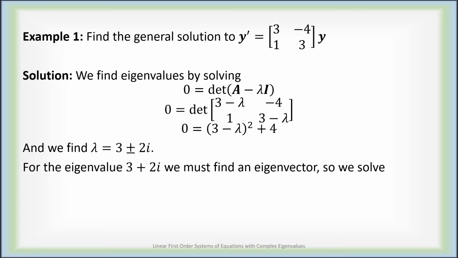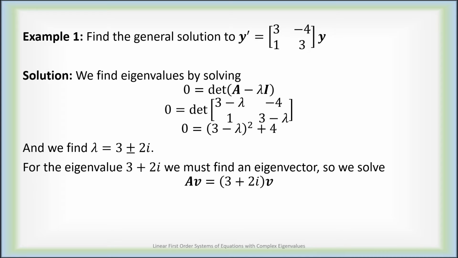Now for the eigenvalue 3 plus 2i, we're going to find an eigenvector. We don't need to find an eigenvector for the other root, 3 minus 2i. Once we find an eigenvector for 3 plus 2i, its complex conjugate will automatically be an eigenvector for the complex conjugate root of 3 minus 2i. So we only have to do this once, thankfully.